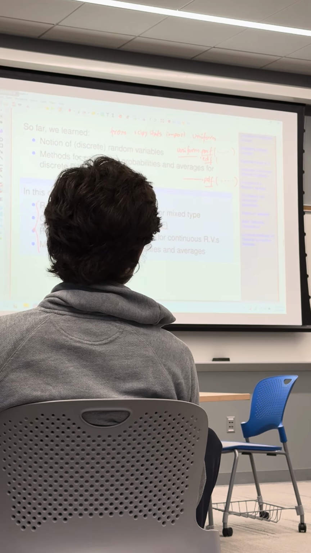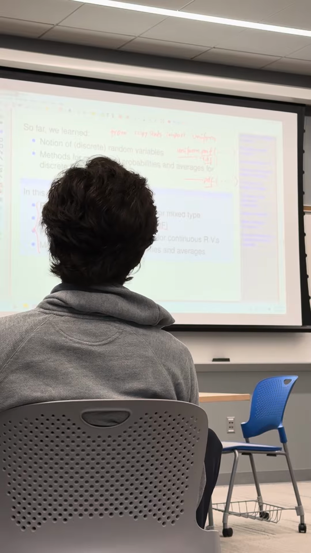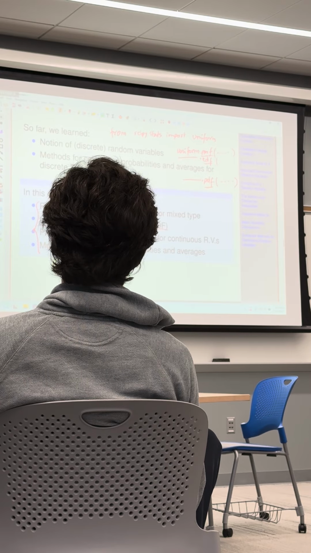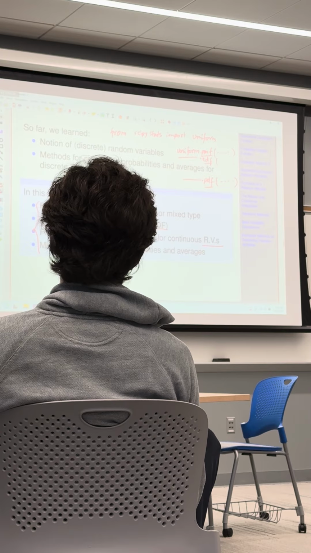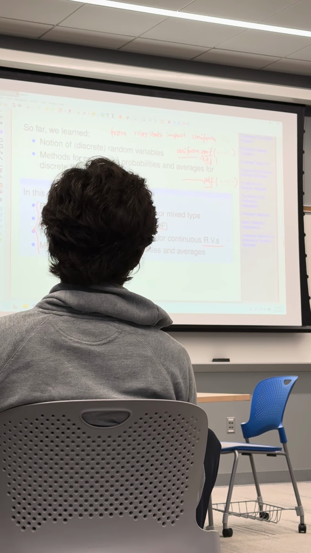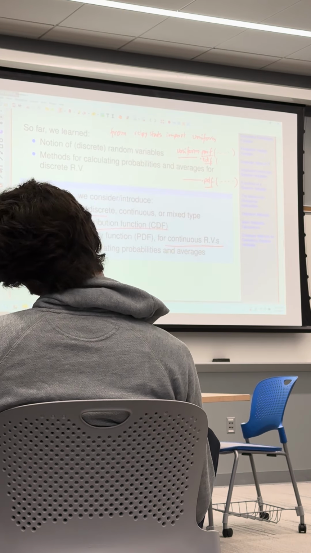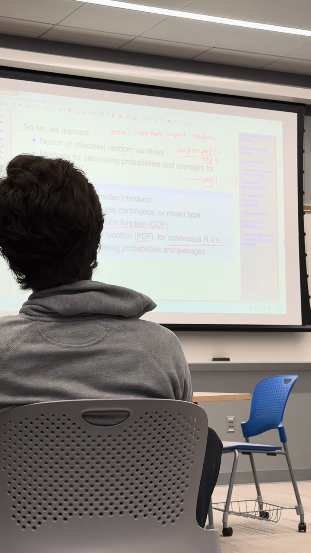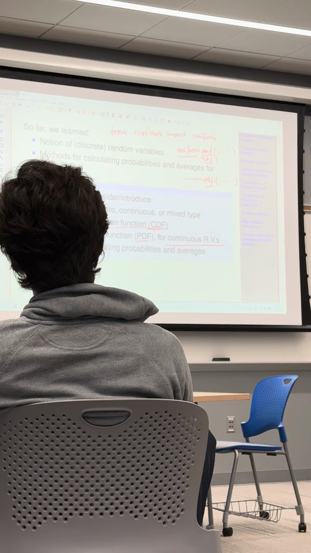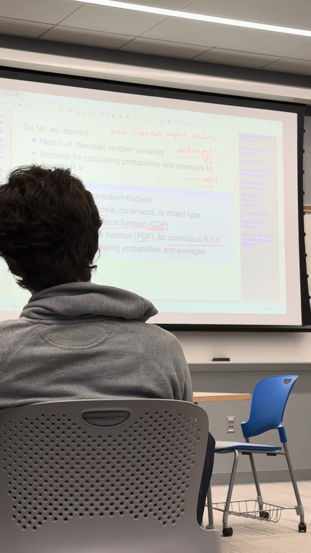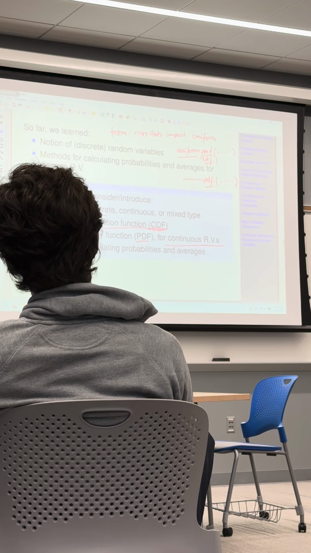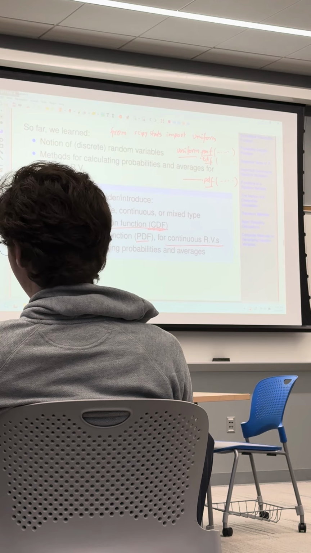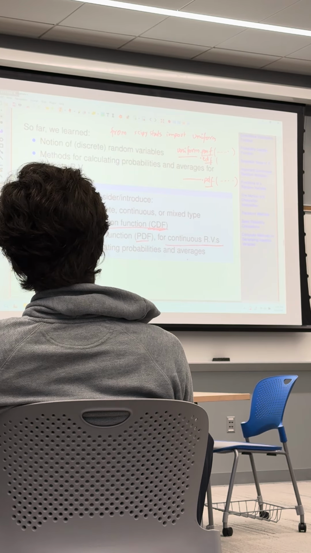So we will be learning mainly these four topics. We'll be learning random variables that are discrete, continuous, and mixed type. We'll be learning the cumulative distribution function, and we'll be learning the probability density function for continuous random variables, and you'll see that this PDF is only applicable for continuous random variables. But the CDF can be applied to both continuous and discrete random variables. And then we will study methods for calculating probabilities and averages.